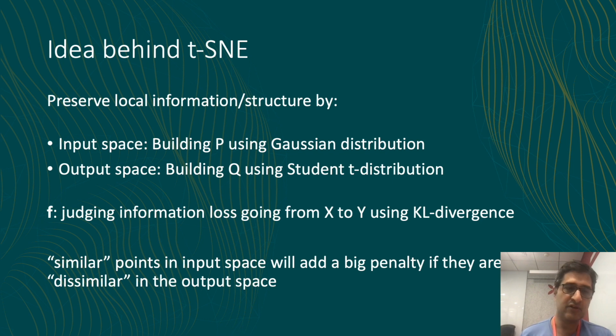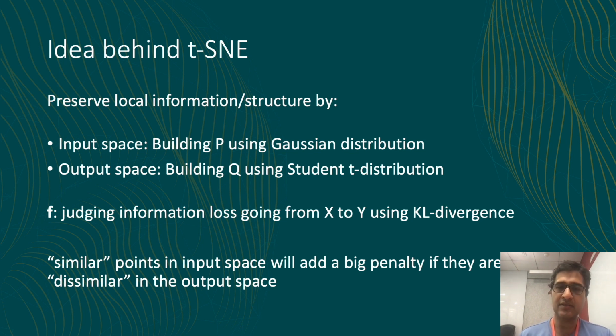So restating it, similar points in the input space you want to make sure are converted to similar points in the output space, which is, similar points in X get to similar points in Y, but vice versa need not be true. Now, the specific choice of the distance measure, which is F between the two matrices P and Q, is chosen to be KL divergence.